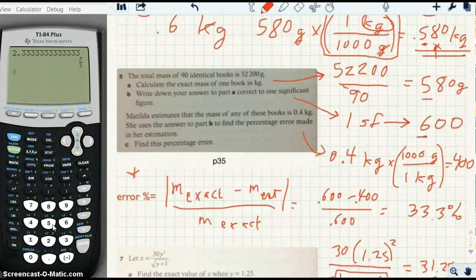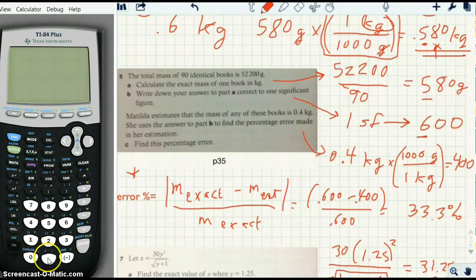That's going to give me, on top, 0.2. So do I need to take the absolute value? No, because it's already positive. I divide 0.2 divided by 0.6, and you can do that on your calculator if you want to, but you will just see that it equals 33.3%. Okay? So that's the answer for C.